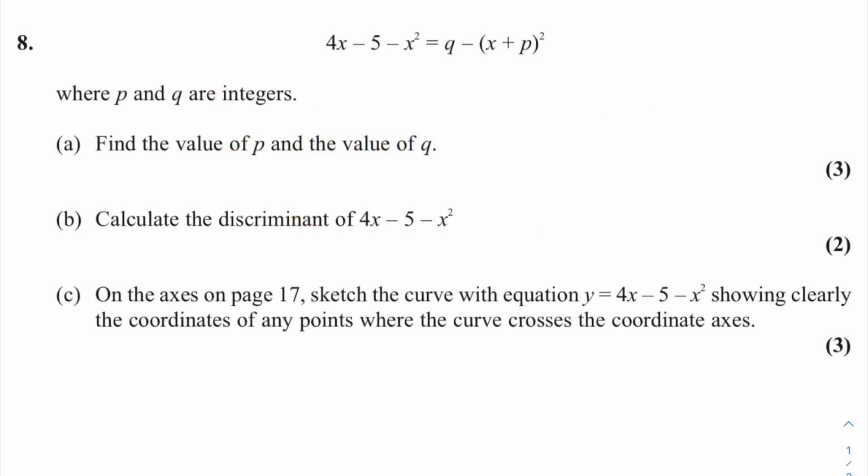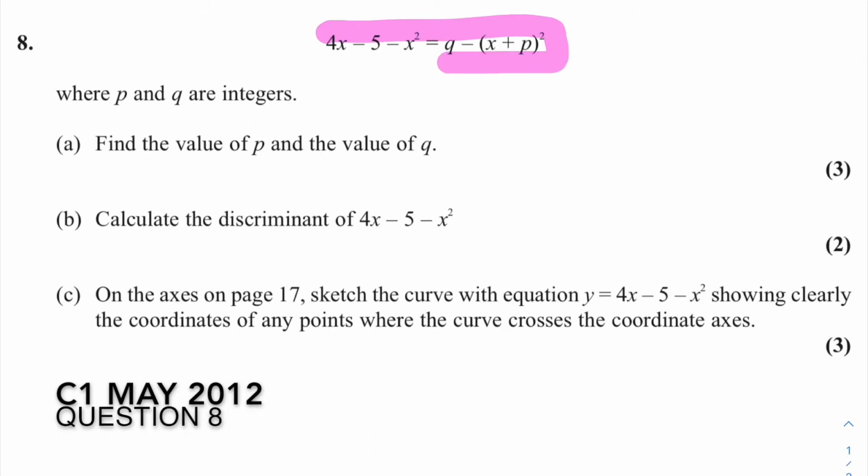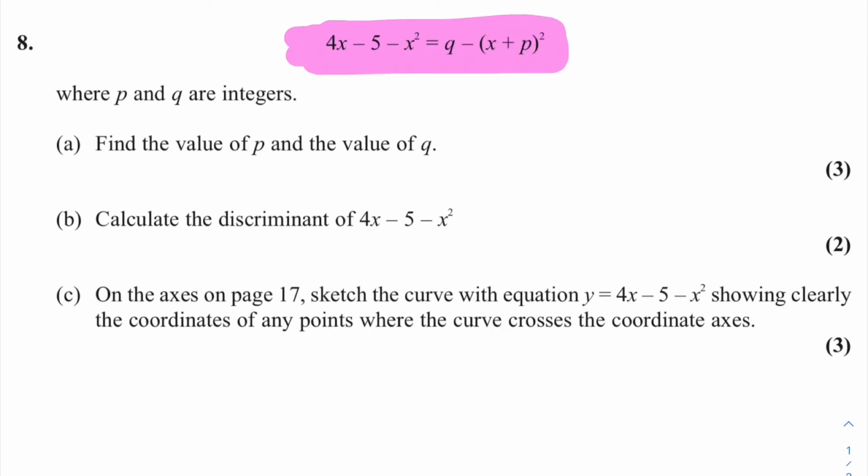Here we have a quadratics question, taken from C1 May 2012, question 8 on that paper, so quite far into the paper, so it's going to be slightly tricky. We start with this quadratic here, and we're asked to find the value of p and the value of q once we've rearranged that quadratic into a format that looks very much like completing the square. So three parts to this question. First part, find the values of p and q.